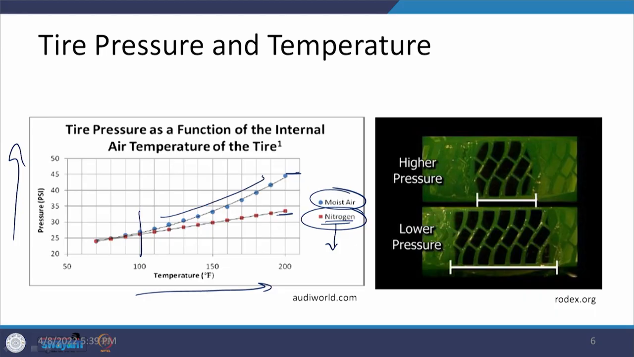So this is one study related to nitrogen versus moisture, but what you can see is that this effect is something like exponential, whereas in the case of nitrogen it was more or less a linear change in the values of pressure.